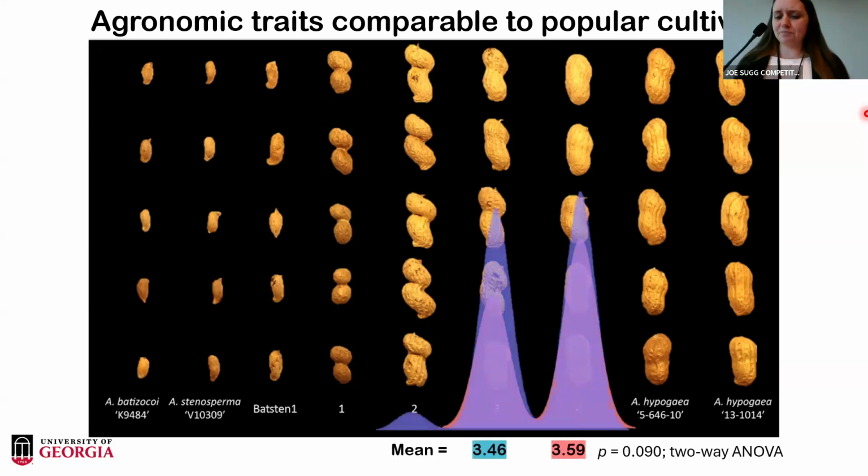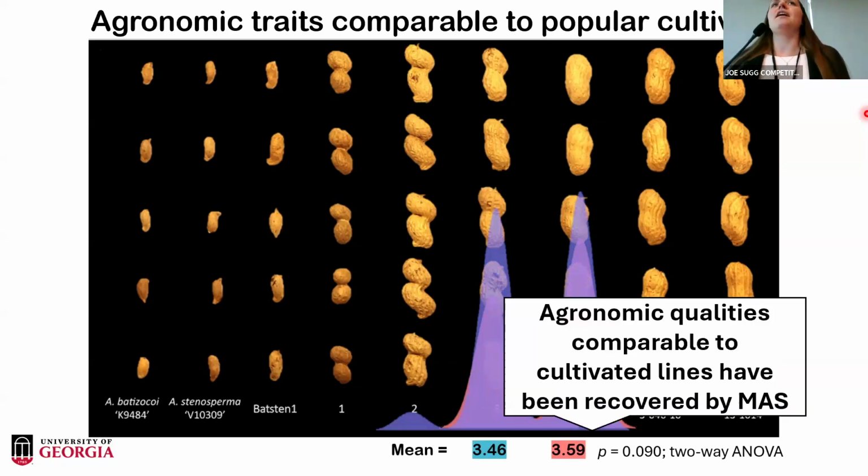So taking these 2 results together, as well as others that I did not present today, we concluded that the agronomic traits and qualities we looked at were comparable to the cultivated species. We were able to recover these in as few as 3 backcross generations, which is likely a testimony to the success of the marker-assisted selection that was done in population development.